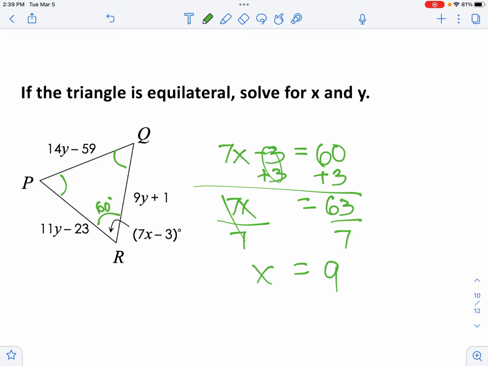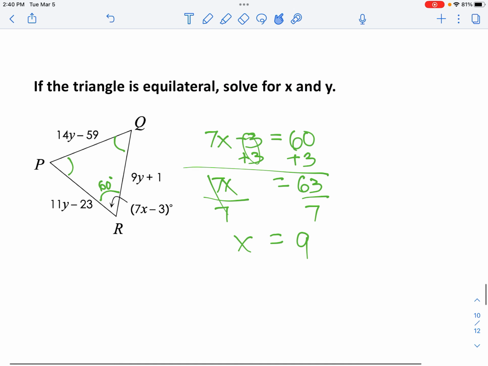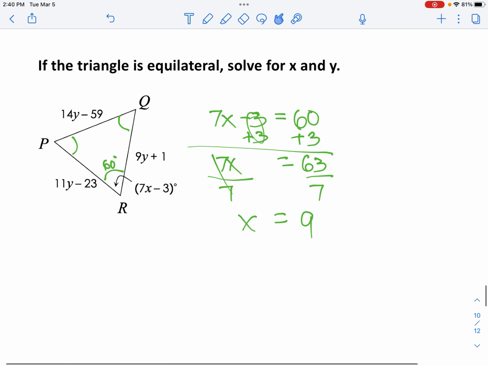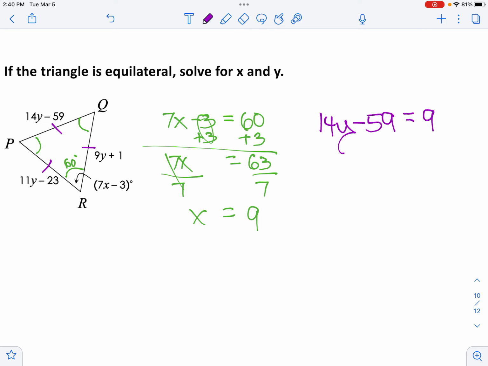All right, well, that wasn't too bad. Then you just want to pick another thing to do. It's equilateral, so we know that all three sides are the same. I'm gonna, whoops. There we go. We're just gonna say, I'll pick any two sides. So I'm gonna do QP and QR and set them equal to each other. So that's 14y minus 59 is equal to 9y plus 1.